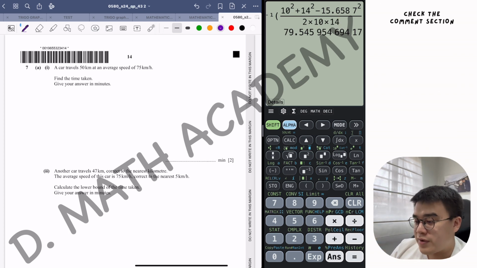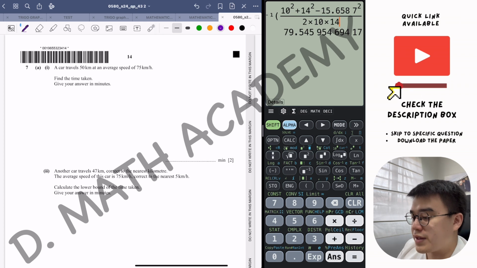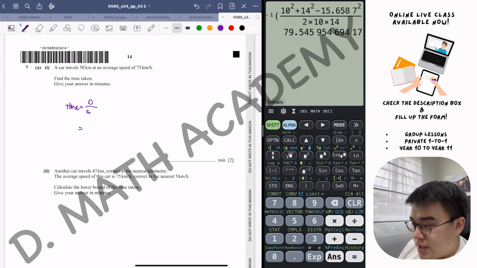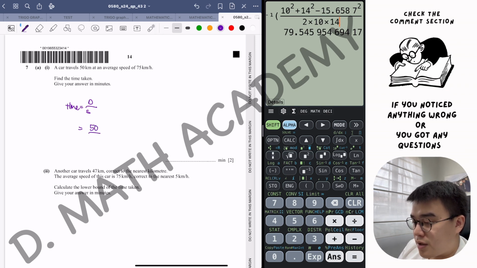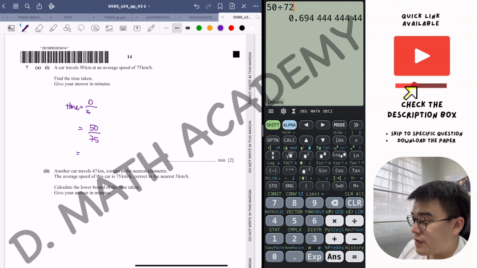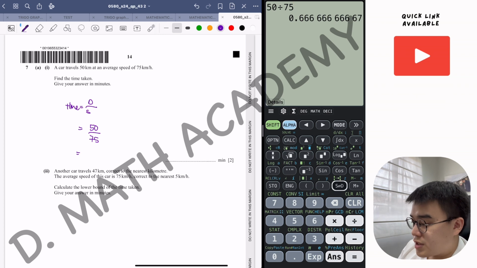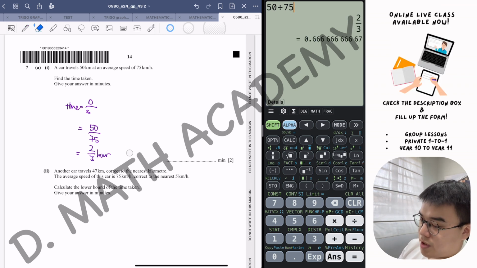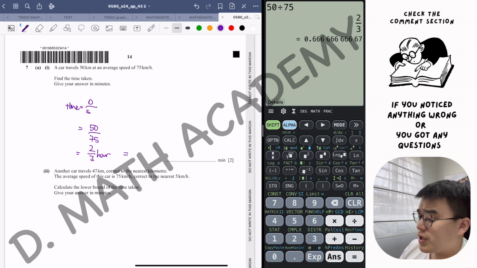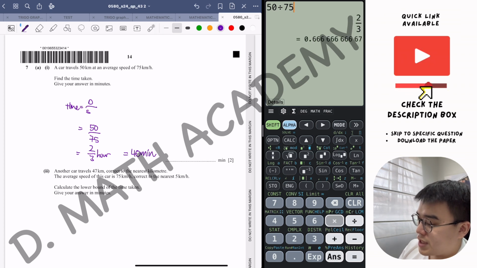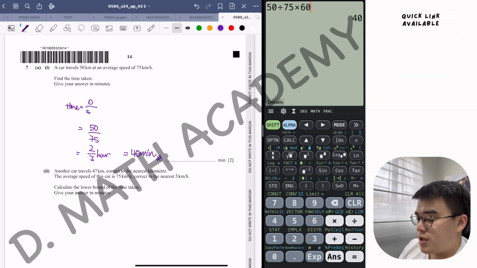Okay, so a car travels 50 with a speed of 75. Find the time. So time is basically distance over speed. Since it's not an upper bound, lower bound question, just fill in the blank accordingly. You should be able to find the answer as 50 over 75. This is actually 2 over 3 hours, which can be converted into 40 minutes. The conversion process is multiplying this by 60, making it 40 minutes.